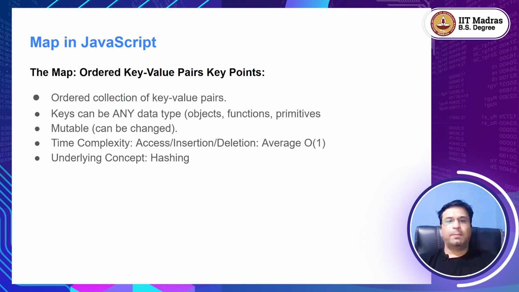Similar to object, Maps also use a hashing mechanism internally to achieve their average Big O(1) performance for lookup, insertion, and deletion. The difference is that the hashing algorithm for Map is designed to work efficiently with various data types as keys, whereas for plain objects, keys are stringified for hashing.